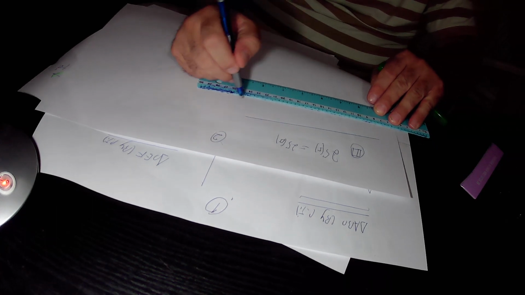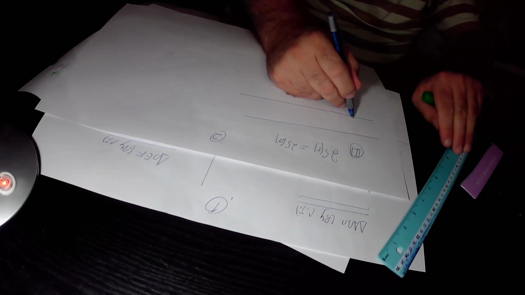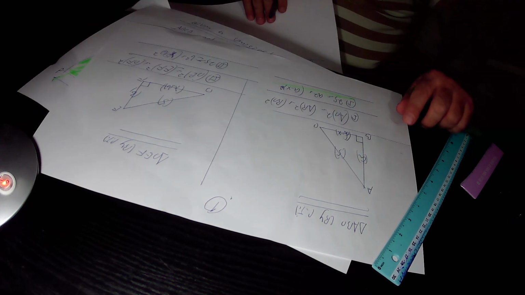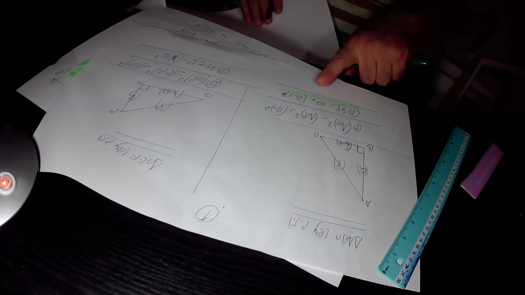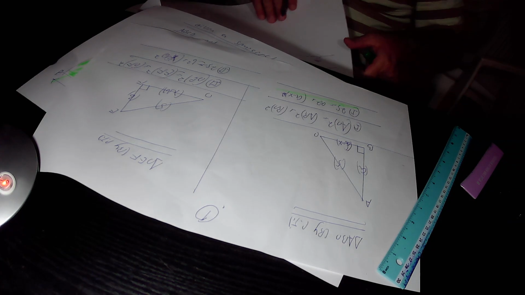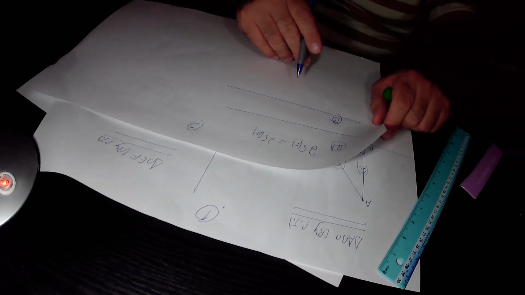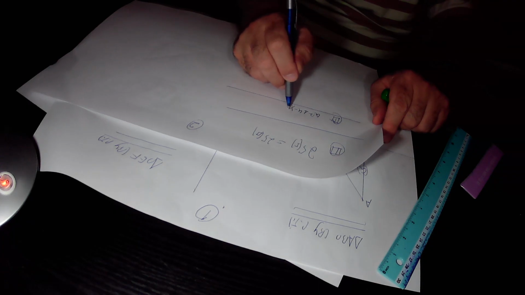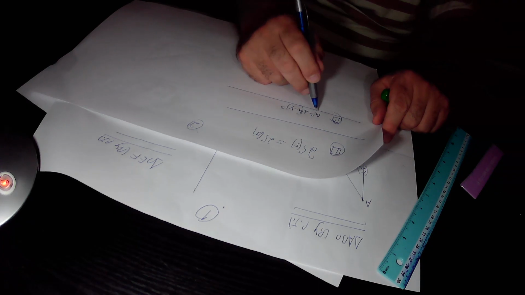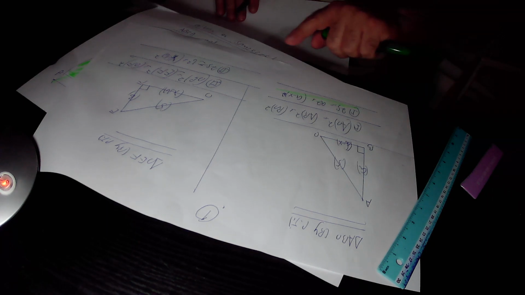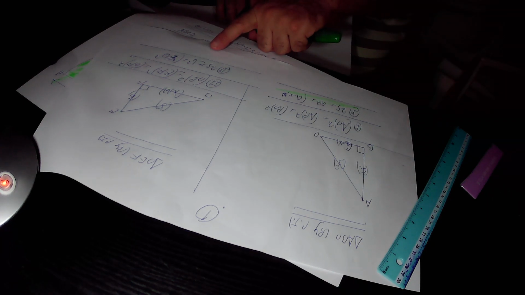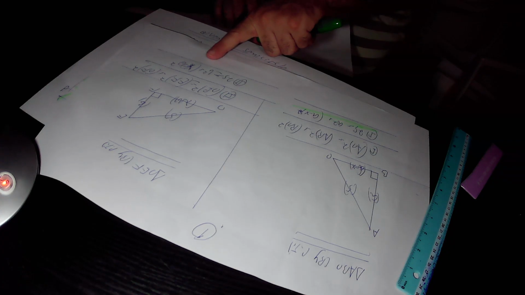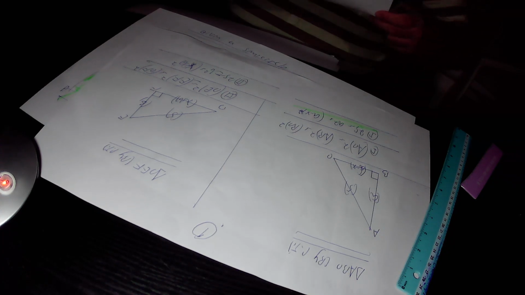So 25 according to equation 1 is equal to a squared plus (a minus x) squared, and it must be equal to 25 according to equation 2. 25 according to equation 2 equals b squared plus (x plus b) squared.